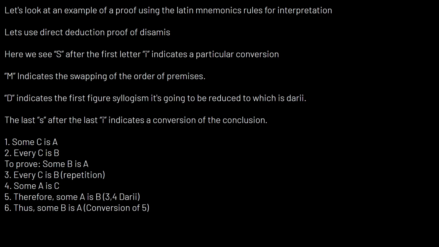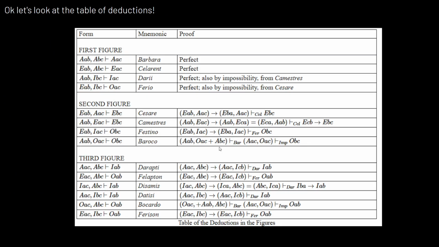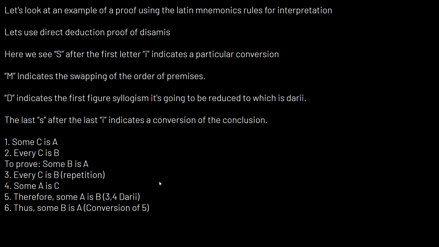If you go back to the table of deductions, Disamis is a third figure syllogism. And if we want to prove Disamis, we need to step back and look at first what is the first letter of Disamis. The first letter of Disamis is D, indicating that it's going to be completed or reduced by Darii. And then the S after the first letter I, right? Remember, Di-sa-mis. That indicates that it's an IAI syllogism, so the mood is IAI.